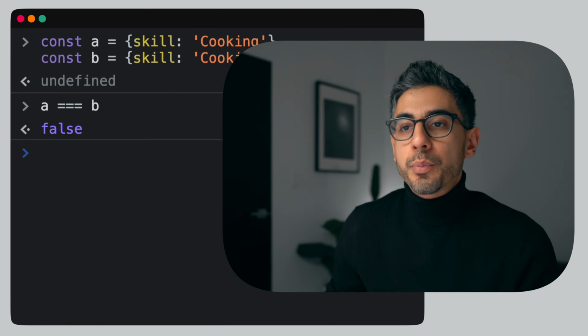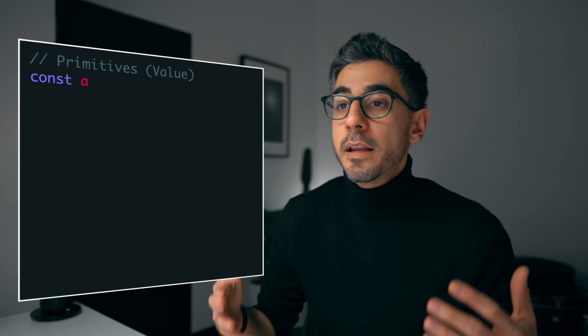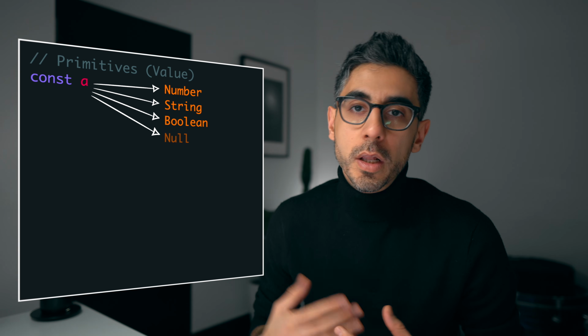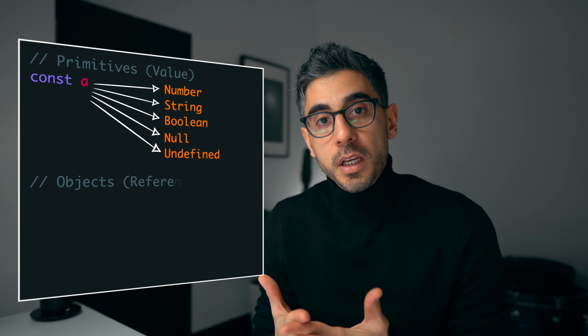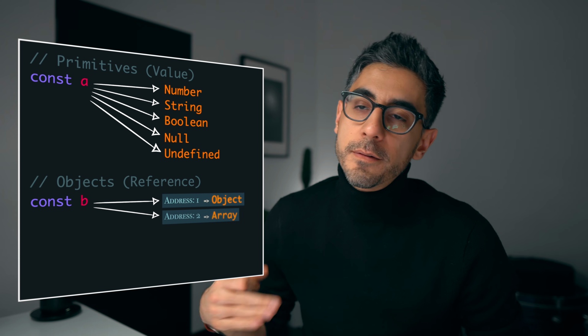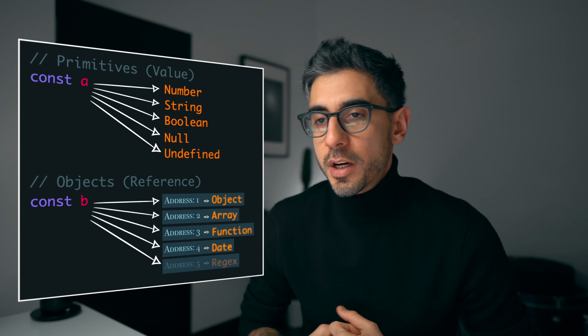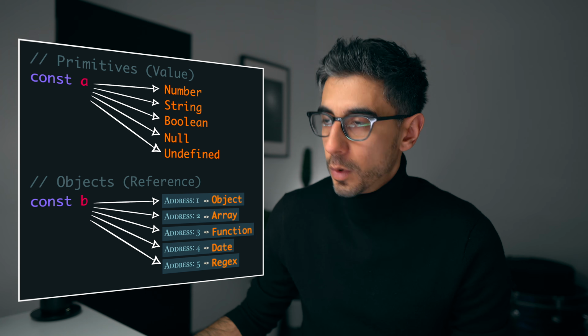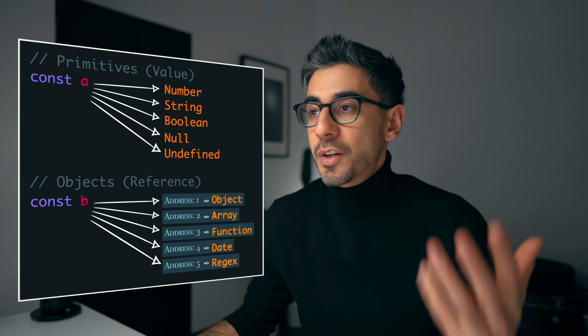So to recap, primitives are assigned by value. And those are numbers, strings, booleans, null, and undefined. Objects, on the other hand, get assigned by reference. And those are objects, arrays, functions, date, and regex. So now what? What do I do with this information, right? I want to show you some real world examples where this actually matters.